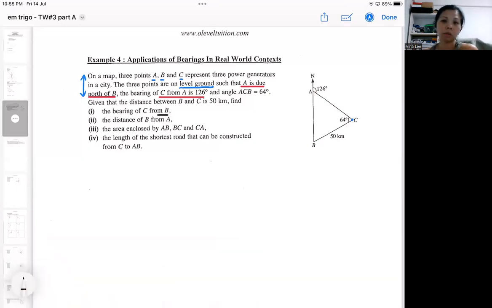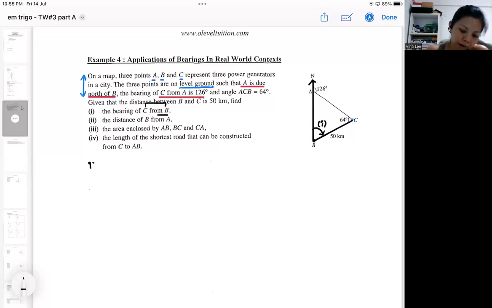When you are supposed to find a bearing, you need to locate that angle first. So you should have planted a north line at B. And because just now we already realized that it's a vertical line, the north line will pass through A. And then you need to look for the line that joins BC. So the angle will be measured clockwise from the north line until you touch BC. So that is the bearing that we are supposed to be looking for.